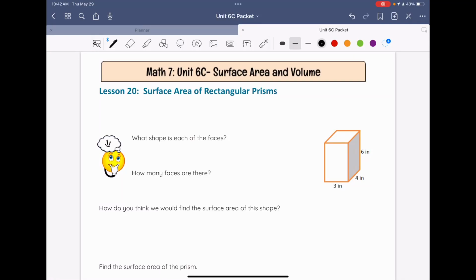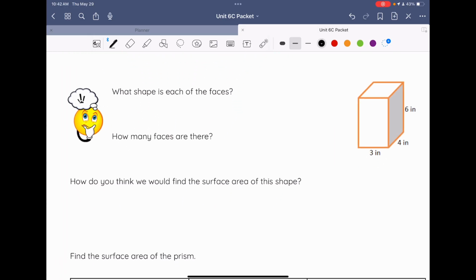All right, we're on lesson 20, which is on the surface area of a rectangular prism. So the first thing we want to talk about is what the shape of the faces are. In a rectangular prism, all of the faces are rectangles.